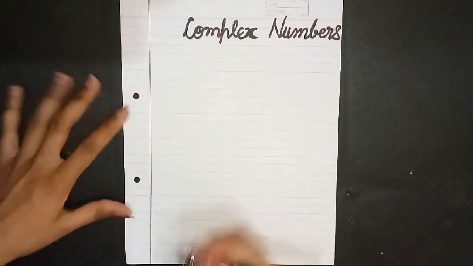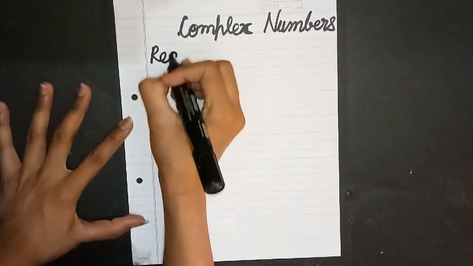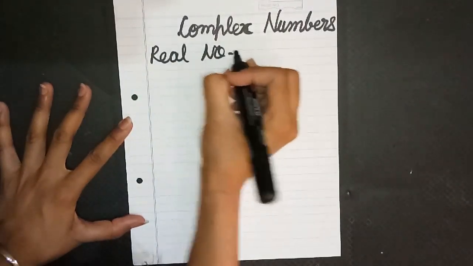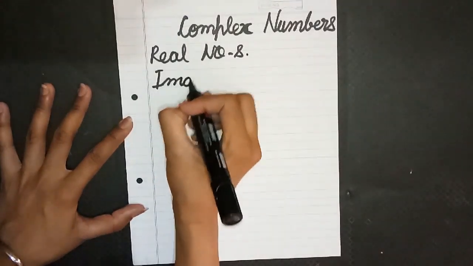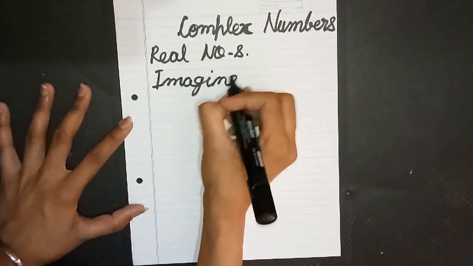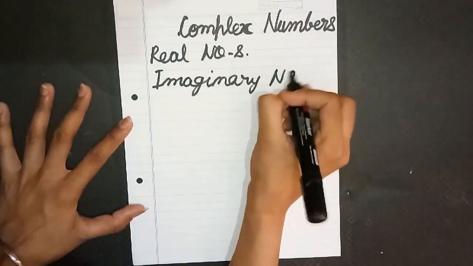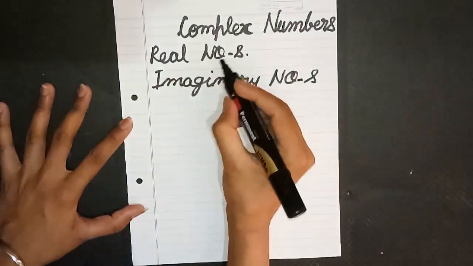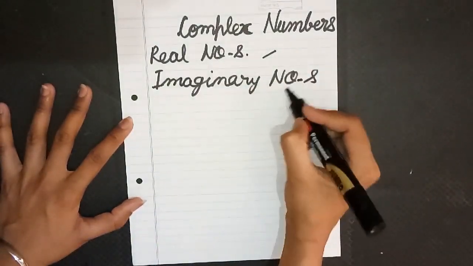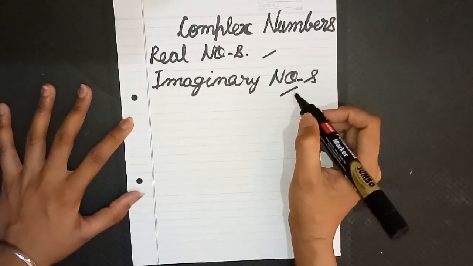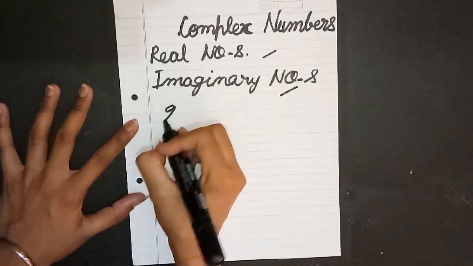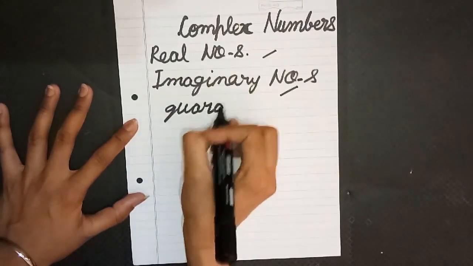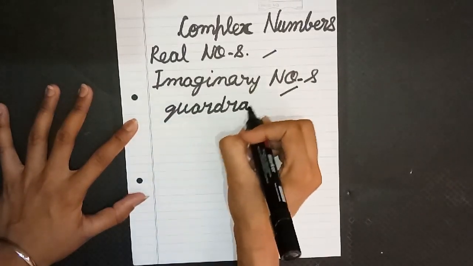So I am back with the topic complex numbers. So let's start from real numbers and imaginary numbers. Real numbers are Vastavik numbers and imaginary numbers are those which are Kalpnik numbers. I mean, we just imagine these numbers, right? So let's start from quadratic equations. Actually, why were these numbers invented? I mean, imaginary numbers invented.